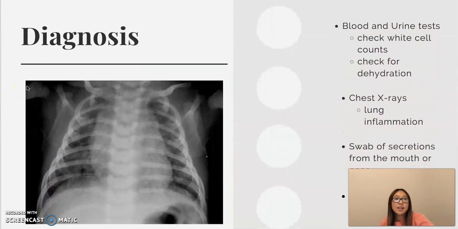And diagnostic tests such as blood and urine tests, chest x-rays, swab of secretions, and pulse oximetry can be conducted.